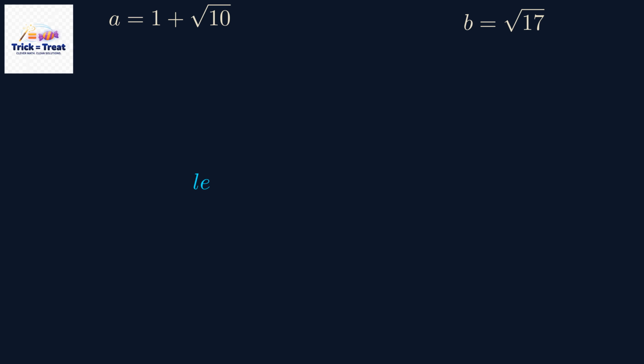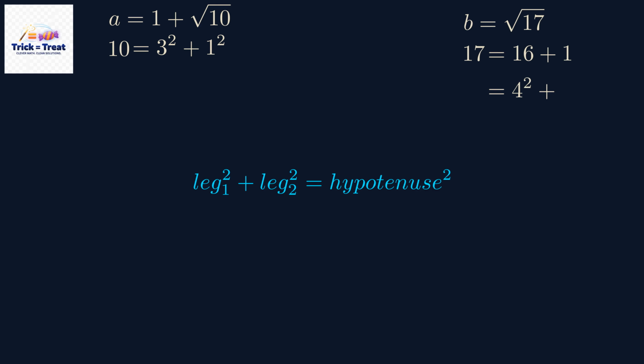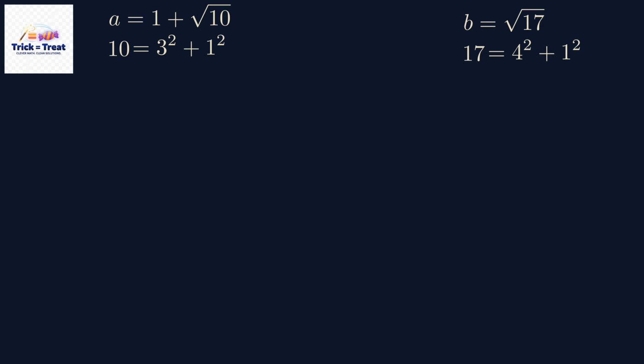Remember your geometry? Remember the Pythagorean theorem? Leg 1 squared plus leg 2 squared equals hypotenuse squared. Notice this: 10 equals 3 squared plus 1 squared, and 17 equals 4 squared plus 1 squared. These numbers, square root of 10 and square root of 17, are actually the hypotenuses of two different right triangles. This opens up a whole new way of comparison, using lines and shapes, not just algebra.